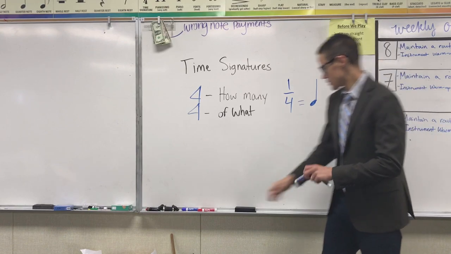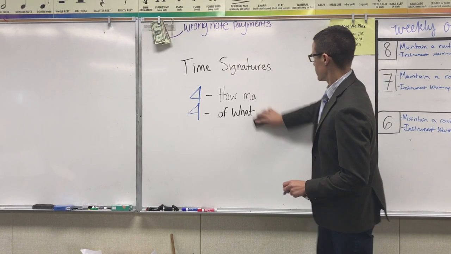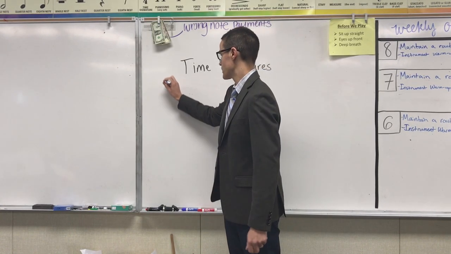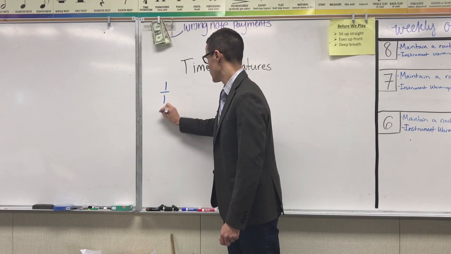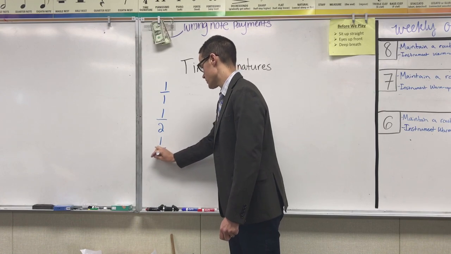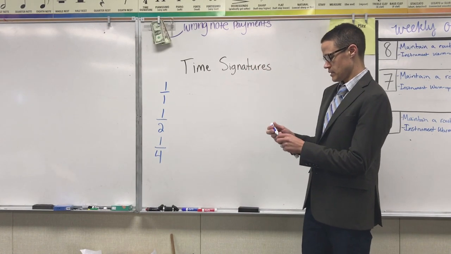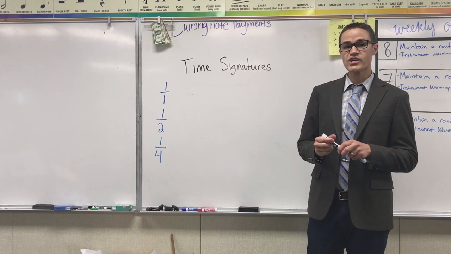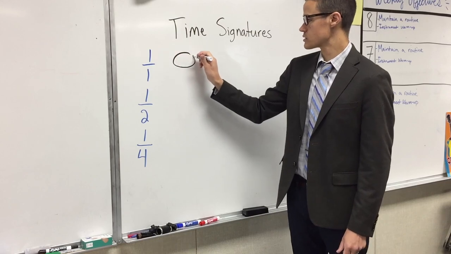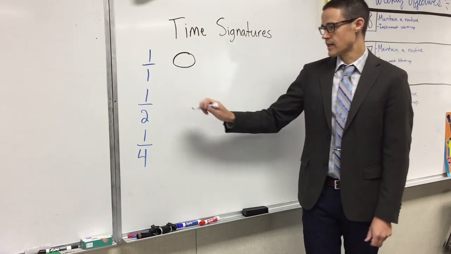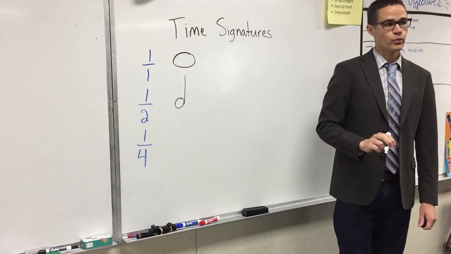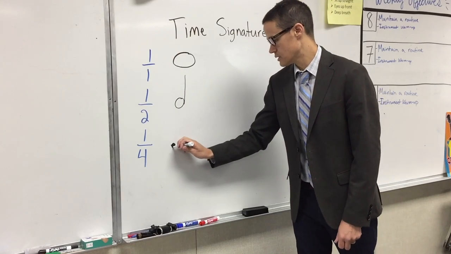What I want us to do is break down the fractions of our note division. So we can say 1/1, 1/2, 1/, you don't have 3, so we'll say 4. And what does each of those fractions equal? Well, 1/1, we can say a whole note. It just looks like that. 1/2 equals a half note. And like we just went over, 1/4 equals a quarter note.